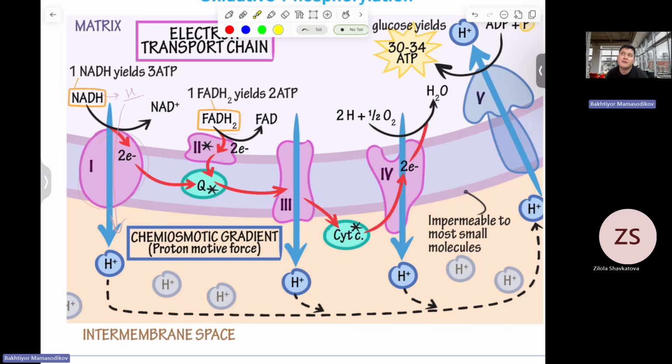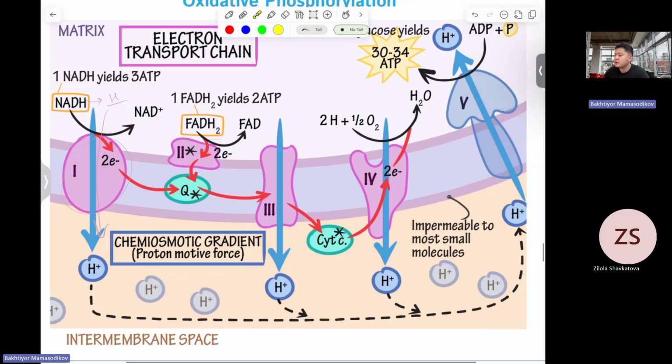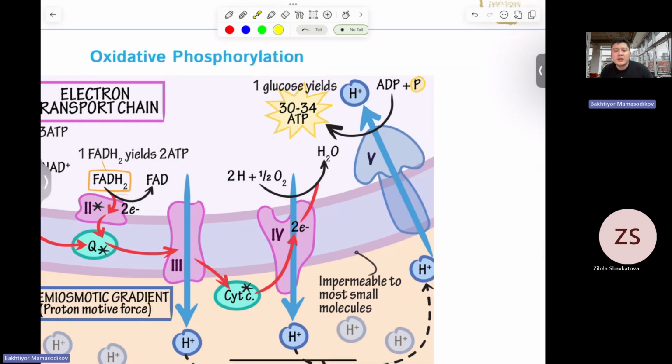Okay, for example, we have a poisoning which is called cyanide poisoning. Complex 4 is blocked here. Oxygen cannot accept the electrons. That means rapid death due to the ATP shutdown. Okay, so what is the ATP synthase doing? Let's talk about complex 5 here. What is complex 5 doing?